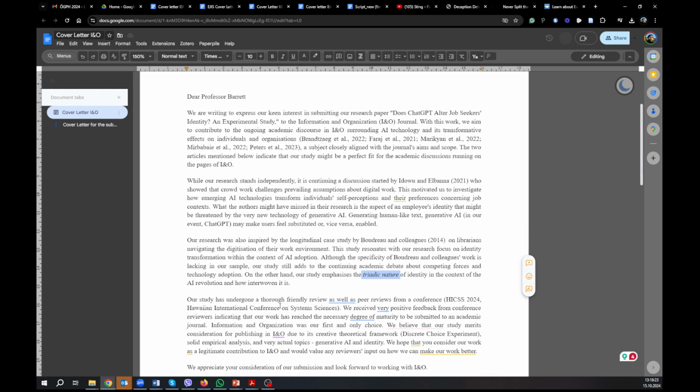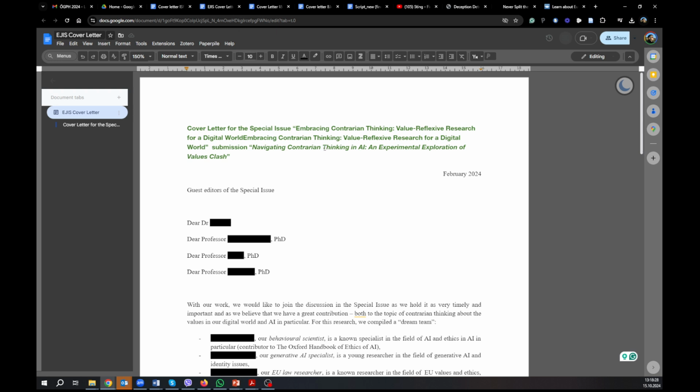Sincerely, and our names. Another example was for a special issue, and the difference is that in the case of a special issue, you first of all mention all the editors of the special issue. Here we did our homework and saw that one was a doctor and three were PhDs. There is a difference in Europe, though the status is the same, but it's nice if you show that you have spelled it correctly.